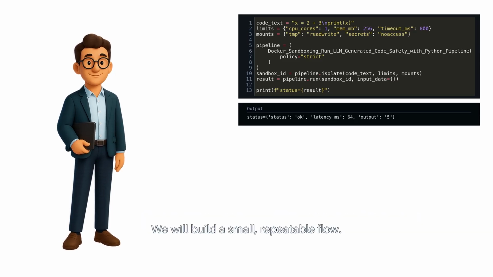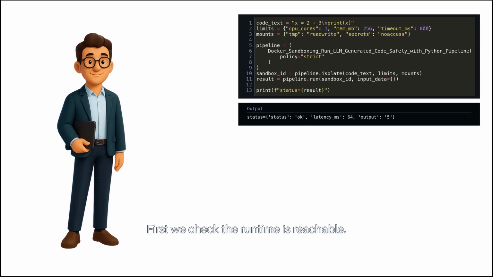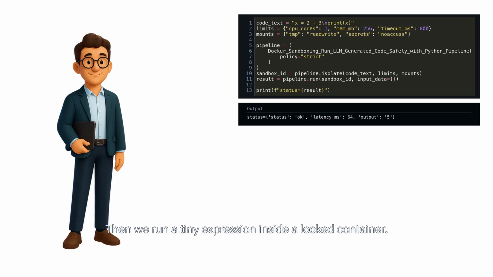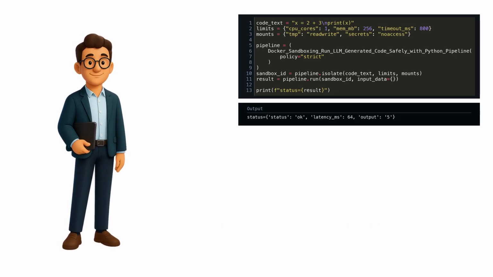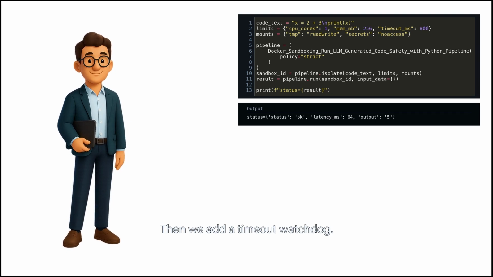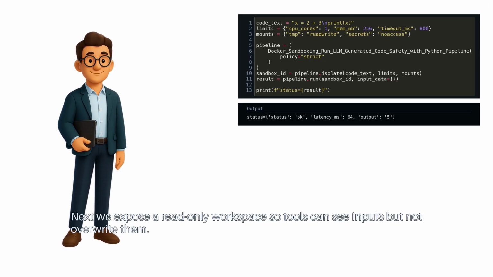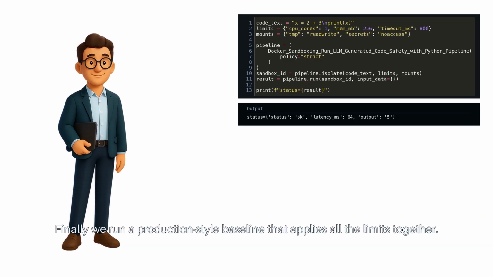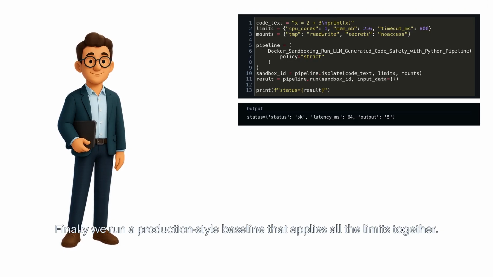We will build a small, repeatable flow. First, we check the runtime is reachable. Then, we run a tiny expression inside a locked container. Then we add a timeout watchdog. Next, we expose a read-only workspace so tools can see inputs but not overwrite them. Finally, we run a production-style baseline that applies all the limits together.